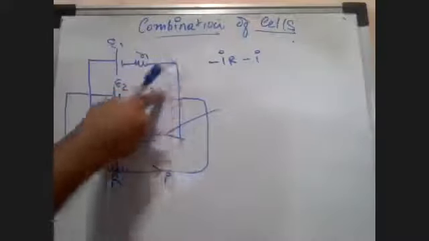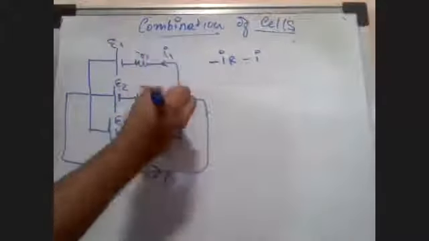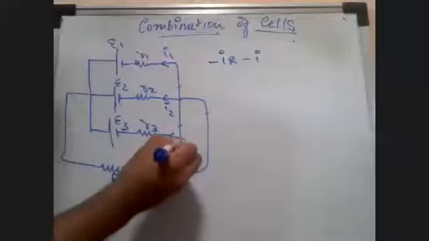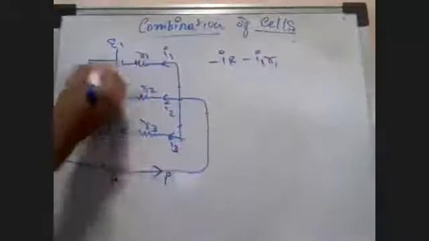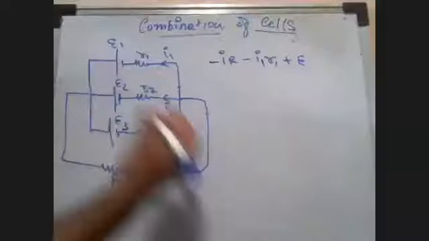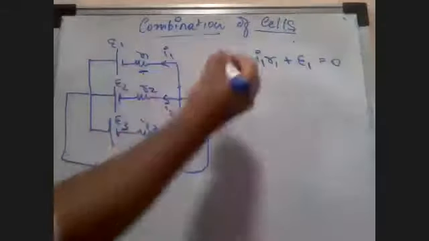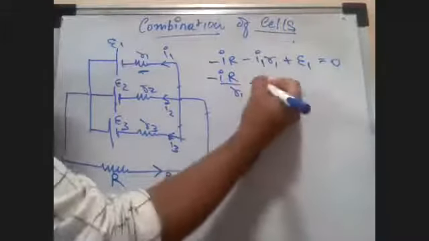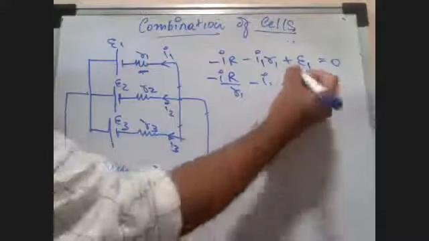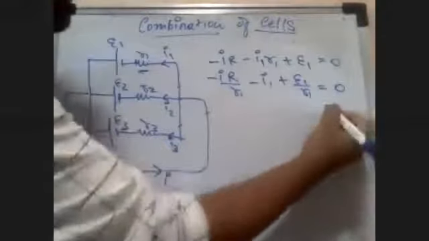See, what is wrong here? We consider I itself. When I am talking about parallel, is I getting distributed? Yes or no? Yes, sir. I1, I2, I3. So now we will say I1 when we came here, I1 R1. And what will happen over here? Plus epsilon, and which epsilon is it? Epsilon 1 equals 0. If you got this expression, simply divide by R1. What will we get? Minus I times R upon R1 minus I1 times R1 upon R1, which gets cancelled, plus epsilon 1 upon R1 equals 0. This is our first expression.